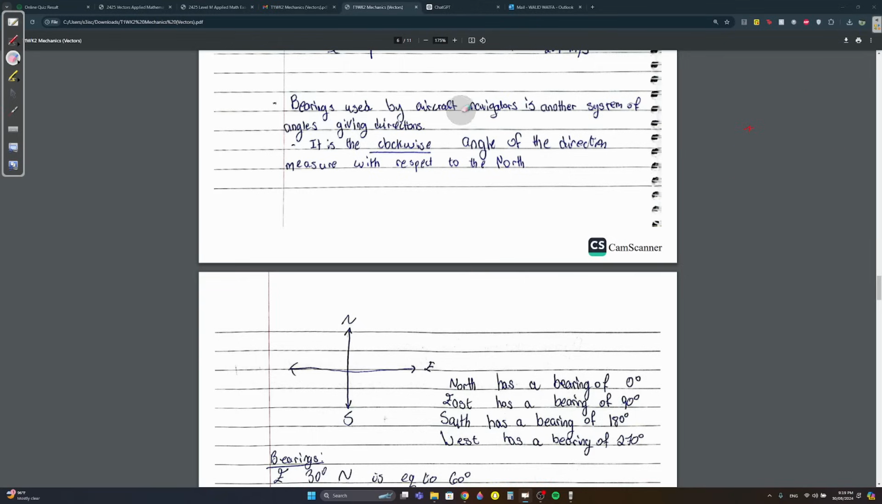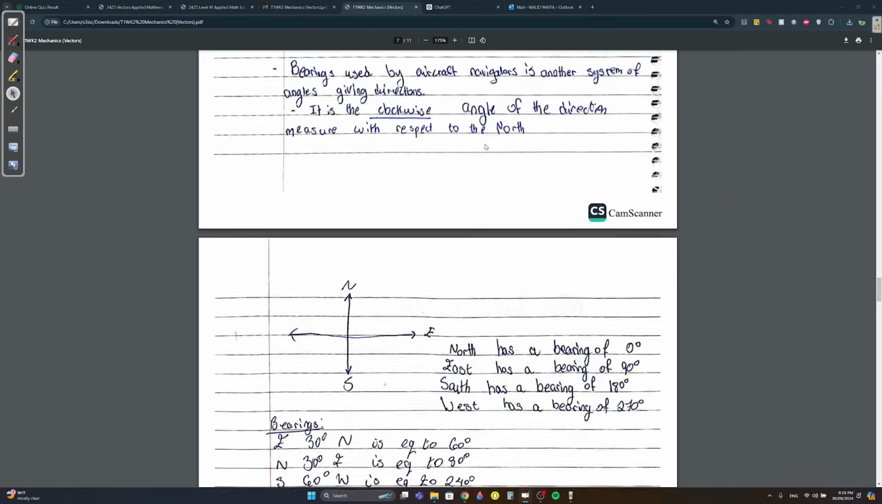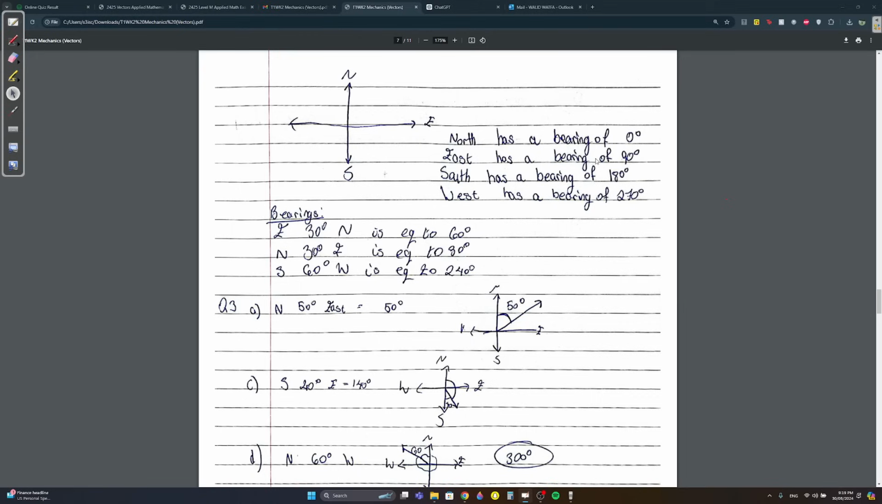So let's read our notes. Bearings are used by aircraft navigators. They could ask this question in the exam. Okay, what is a bearing used by? You could say aircraft navigators. These questions, the regional always likes to bring these definitions. It's used by aircraft navigators and it's another system of angles for giving directions. It is the clockwise angle of the direction with respect to the north. These ones you can memorize them.